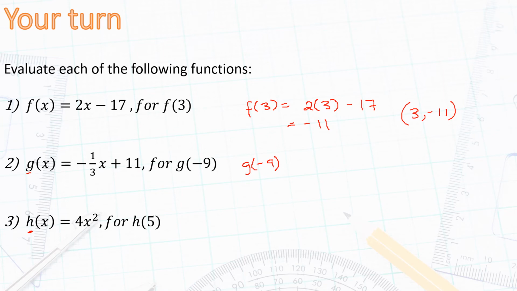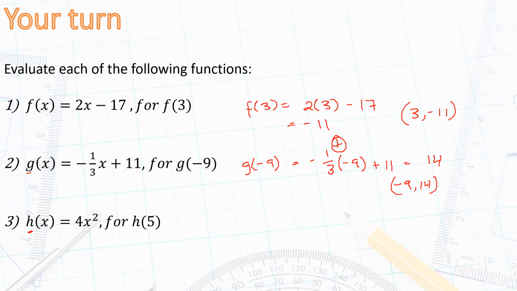But g of minus 9, we've got negative 1/3 times minus 9 plus 11. All right, so negative 1/3 times minus 9, the negative times the negative is going to be a positive number, so it's worth noting. And then 1/3 of 9, or 9 divided by 3, is 3. And 3 plus 11 is 14. So we'll be at (minus 9, positive 14) as our solution there.